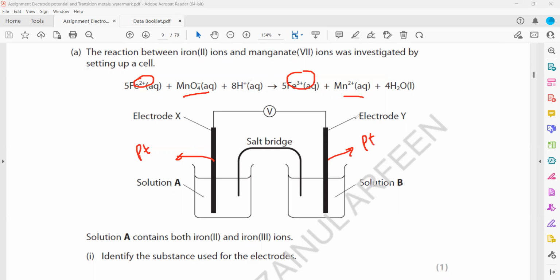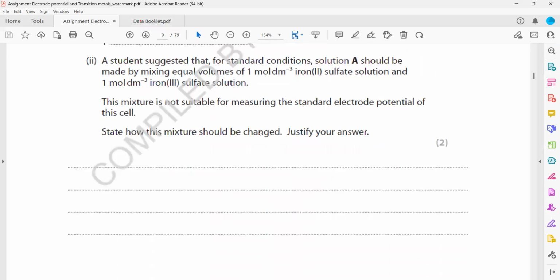What if, in this one, iron solid was turning into iron 3? In that case, we would need an electrode made from iron, as an ion turns into a metal. But in both cases here, because there's only a change in oxidation number and no metal atom is formed, the electrode should be made from platinum. Both should be platinum. So X and Y, both electrodes are made from platinum.